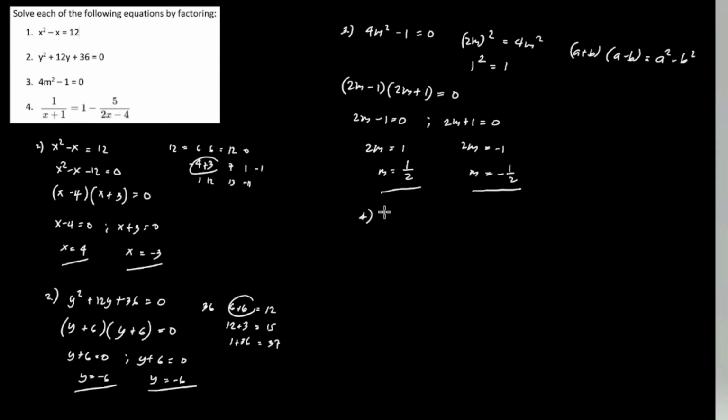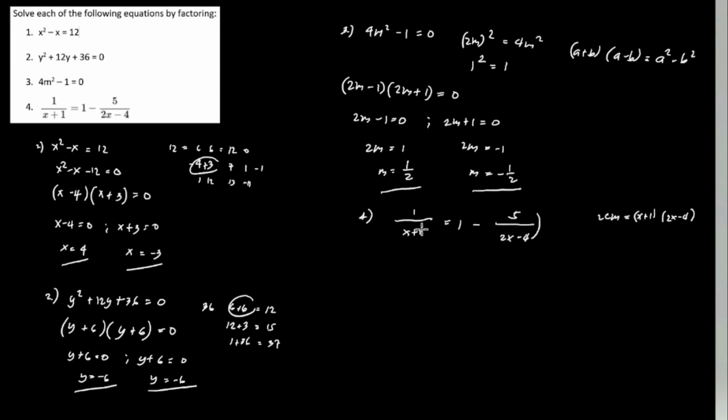And number 4, which is a fraction, 1 all over x plus 1 is equal to 1 minus 5 all over 2x minus 4. And we will find the LCM, or the lowest common multiple. The denominators are x plus 1 and 2x minus 4. This is the LCM for our fraction.